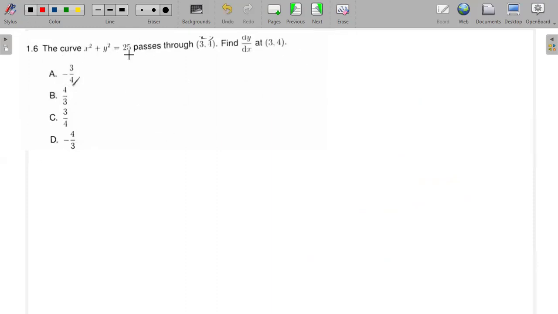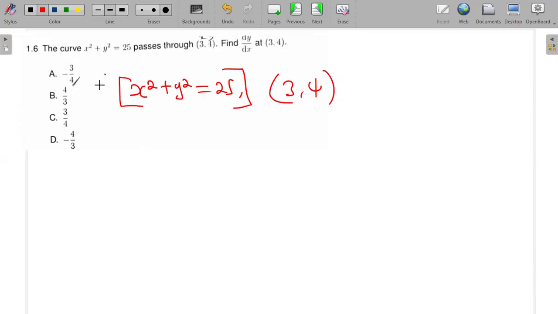So question 6, they're saying the curve passes through the point (3, 4). Find dy/dx. So for dy/dx, I'm going to differentiate throughout here. Okay, so this is implicit differentiation.